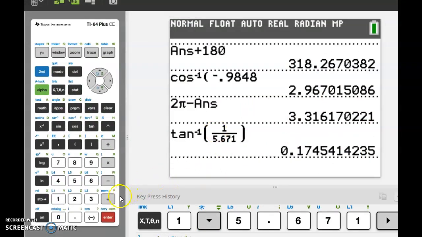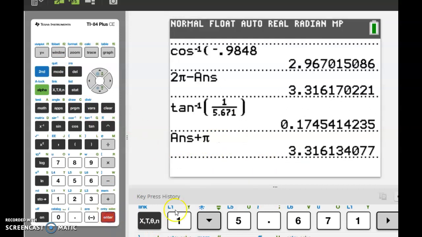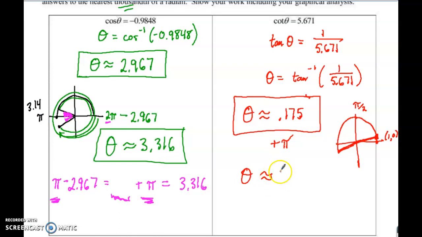And to use your calculator, just hit plus, and the answer is saved. And then second, the caret button to grab pi, and you get about 3.316. Please notice that I'm not writing plus 3.14, and that's where other teachers will mark your answer wrong. They do not want that answer.